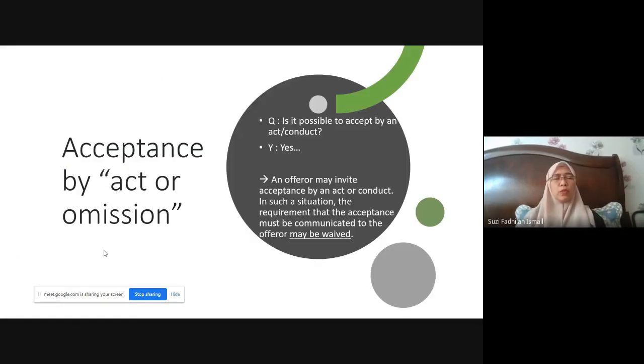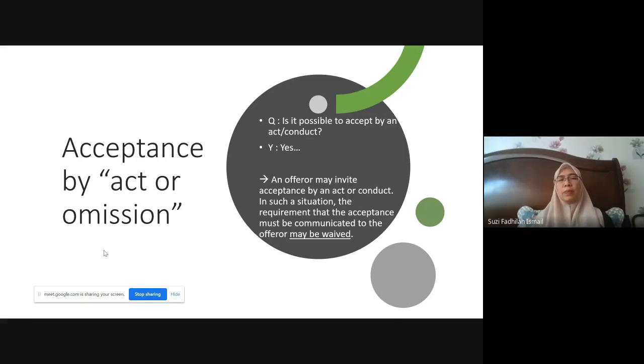Is it possible to accept by acts or omission? Meaning here you don't say I accept, but you just perform. Of course it is. The answer is yes. An offeror may invite acceptance by an act or conduct. So in that situation, the requirement that acceptance must be communicated to the offeror may be waived. Because in a normal situation, acceptance has to be made known to the one who proposed it.